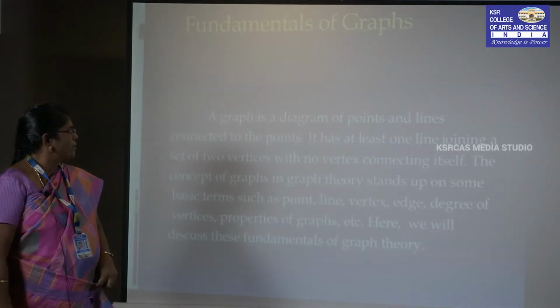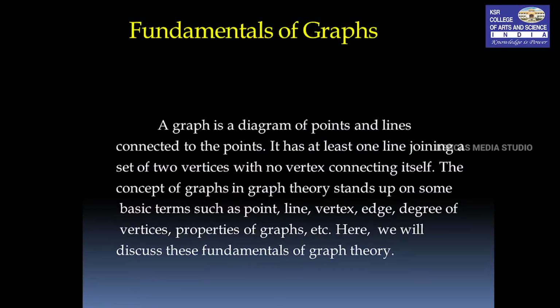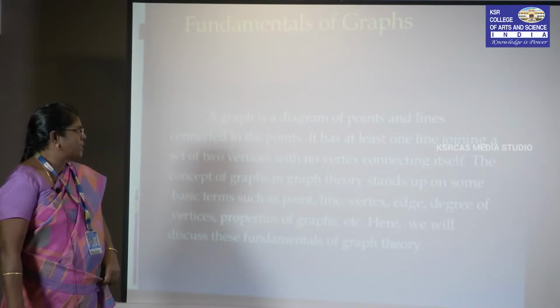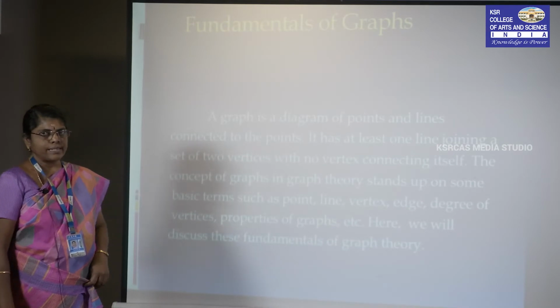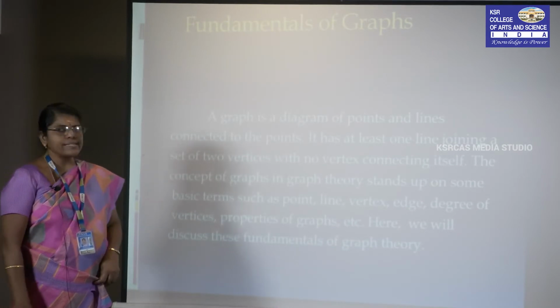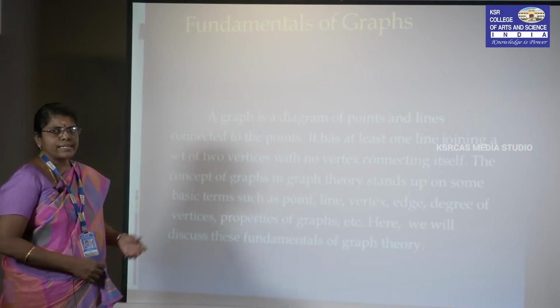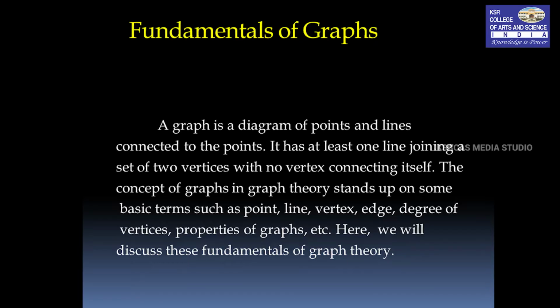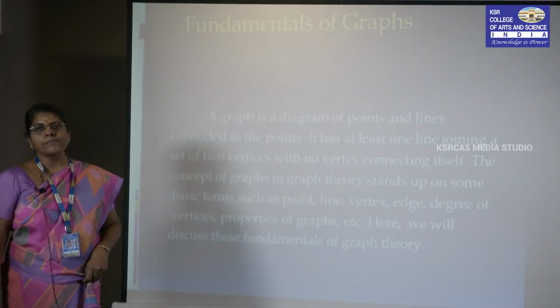First we are going to see what a graph is. A graph is a diagram of points and lines connecting the points. It has at least one line joining a pair of vertices, with no vertex connecting itself. If a vertex connects to itself, it is called a loop. In a simple graph, a loop is not permitted. The concept of graphs in graph theory stands on some basic terms such as point, line, vertex, edge, adjacency, and properties of graph theory, etc. Here we will discuss some basic concepts in graph theory.